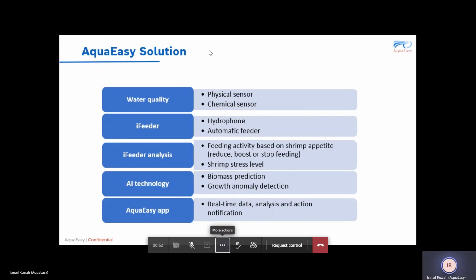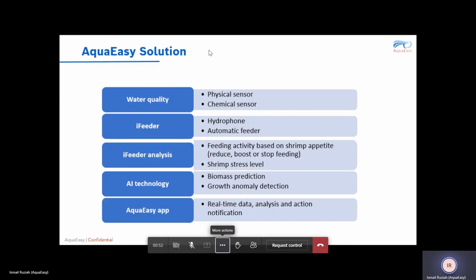This signal, the shrimp sound, is captured by a specific sensor called a hydrophone. This hydrophone is the small little round thing that we put in the pond. It is called a passive sonar. There are two types of sonar: one is an active sonar, the other is a passive sonar. Ours is a passive sonar, meaning it doesn't send out any waves. It only receives vibration waves in the water.